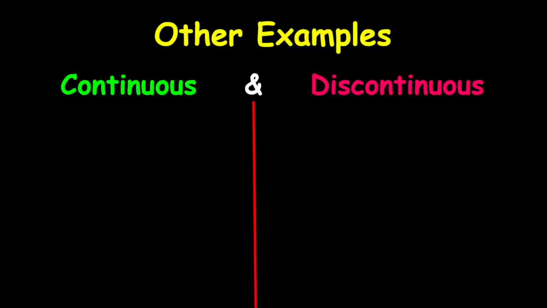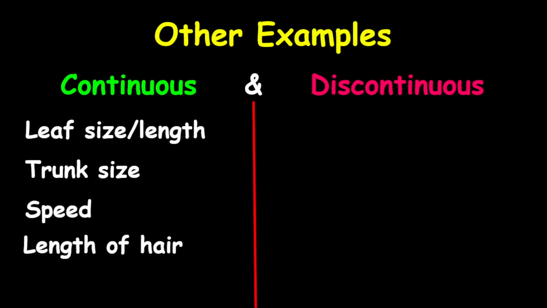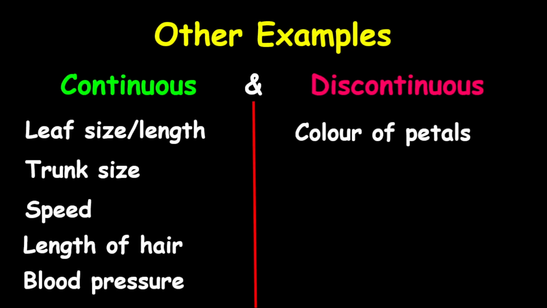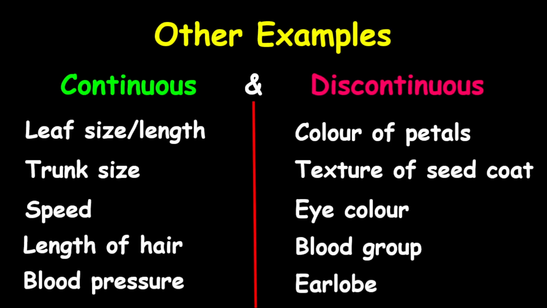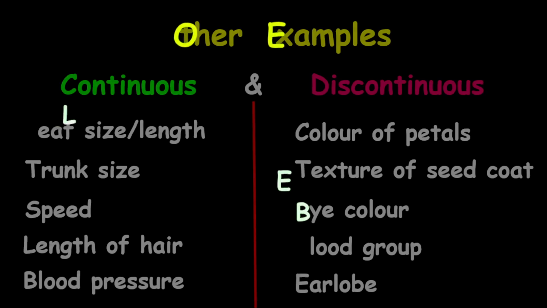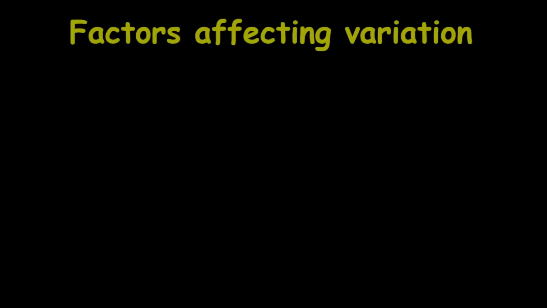So we have different examples of both of them. Continuous examples include leaf size, for example the length of a leaf in plants, trunk size in elephants, speed, the length of hair, and blood pressure. Yep, those are continuous things. Discontinuous examples include the color of petals, which don't really change, the texture of the seed coat, hair color and so on. Blood group doesn't change. Your earlobe, whether it be attached or detached, those things don't really change. This is an example of an earlobe right there, attached or detached, if you notice that.